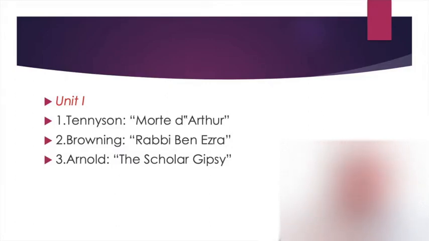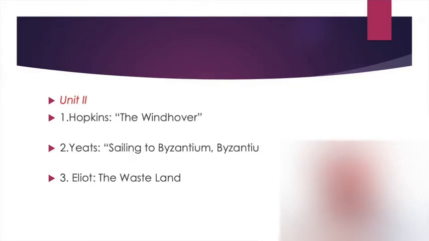You will also find out how Browning developed the dramatic monologue, a poetic device. So we learn all these points in this unit. But you need to know the important characteristics of the Victorian age. And all these three poets are the representative poets of the Victorian age.